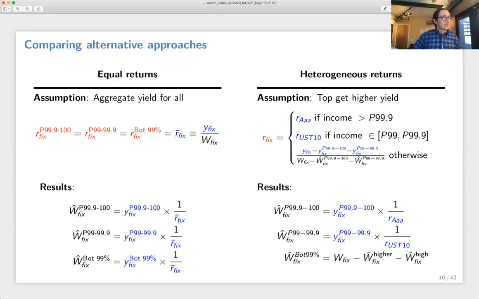So we're going to use the AAA corporate bond yield if your fixed income flows are greater than the 99.9th percentile of fixed income flows. We'll use the 10-year treasury yield if you're between the top 1% and the top 0.1%. And then you actually have the residual amount of income and a residual amount of wealth, which you can use to compute the rate of return for everybody else. This also gives you a bit of an over-identifying assumption that you can use to test the model. Okay, so on the bottom you can see here we're basically using external data to solve the system, get different rates for different groups, capitalize their flows accordingly.